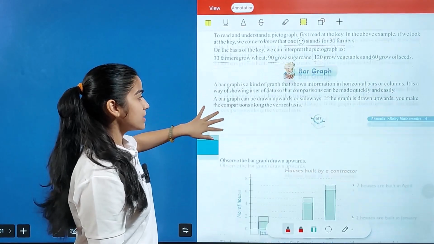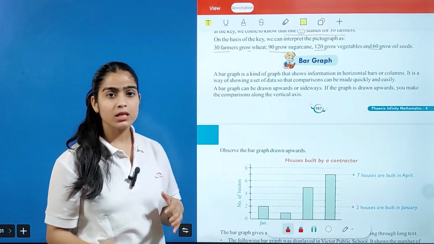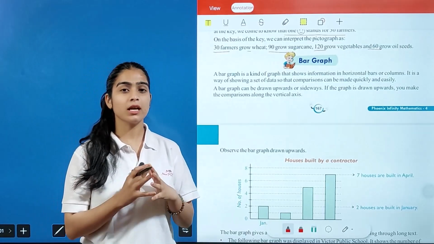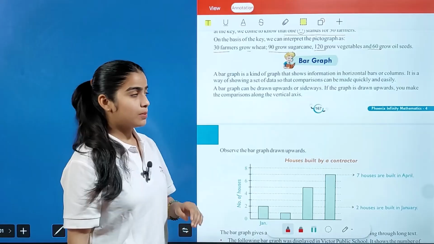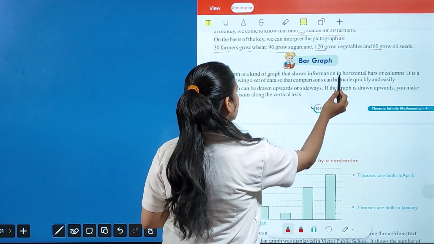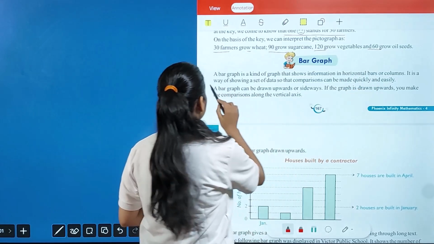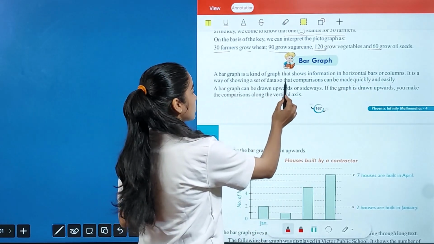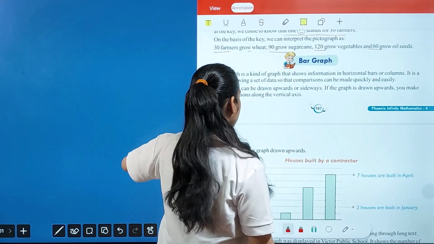Next we have the bar graph. When we use rectangular pillars to represent our data, that is called a bar graph. A bar graph is a kind of graph that shows information in horizontal bars or columns. It is a way of showing a set of data so that comparisons can be made quickly and easily.